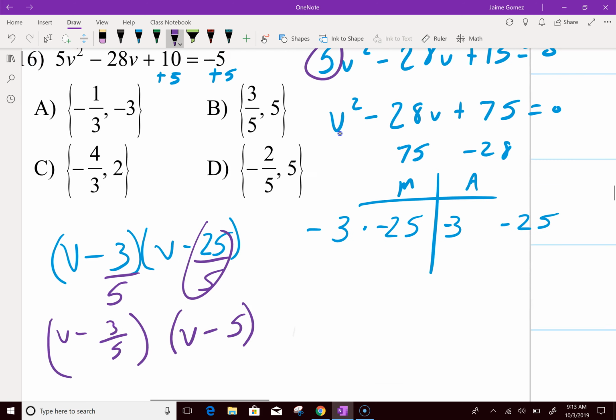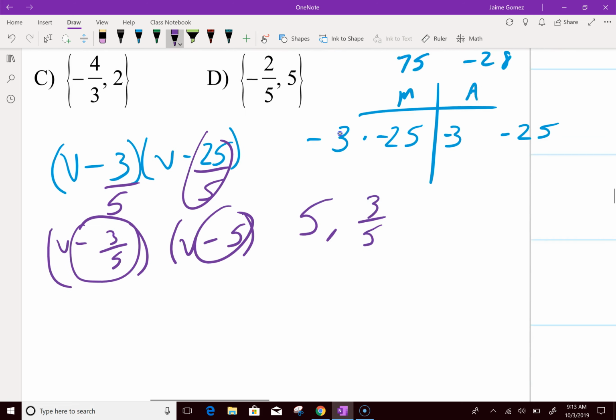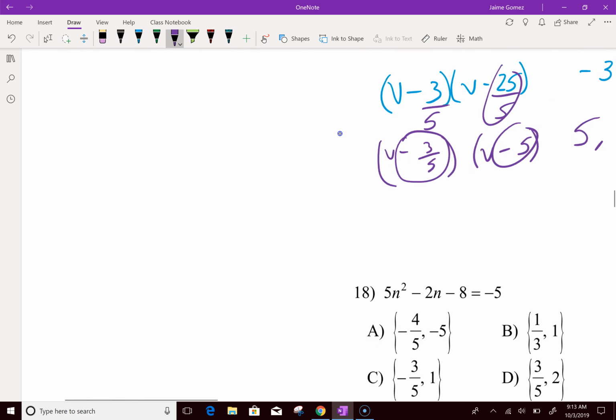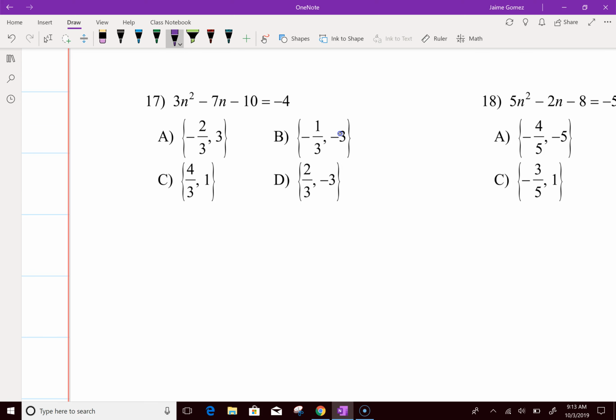Change the sign because you want the roots. So this negative 5 turns into a positive 5. And this negative 3 over 5 turns into a positive 3 over 5. So a positive 3 over 5 and a positive 5. There you go.